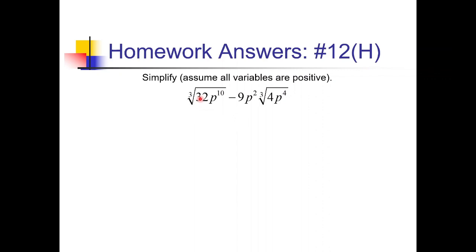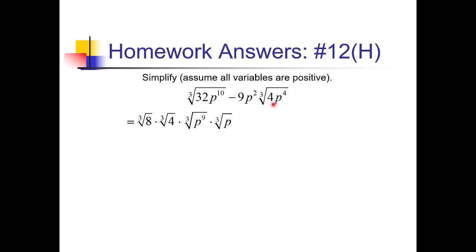32, does 32 have any perfect cubes that go into it? Well, 8 is a perfect cube, and that goes into 32. So I can split the 32 up into the cube root of 8 times the cube root of 4. So that's my first split. The biggest perfect cube that goes into p to the 10th is the biggest multiple of 3 for the exponent. So that'll be p to the 9th times p, both of those in cube roots.